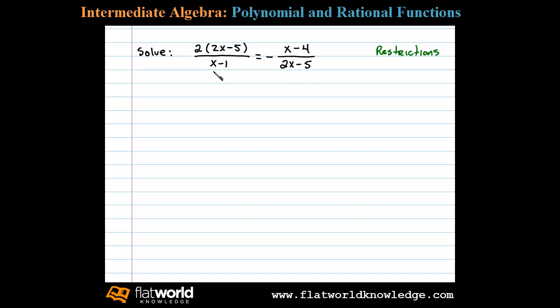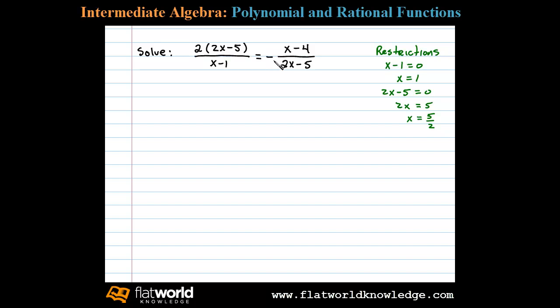Now, to find the restrictions, we set the denominators equal to 0. So in this case, x minus 1 equals 0 tells me x equals 1 is a restriction. Now we can do the same thing with 2x minus 5. Setting that equal to 0, we can see that x equals 5 halves is a restriction. Now this is important because cross multiplying introduces the possibility for extraneous solutions.